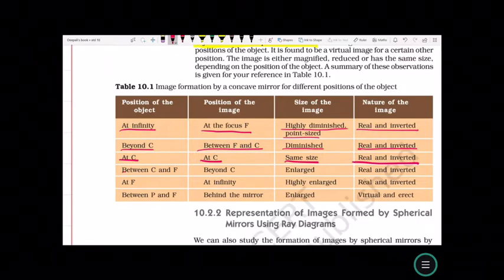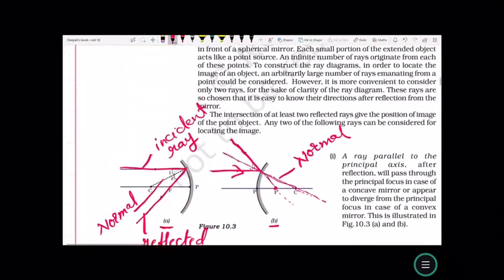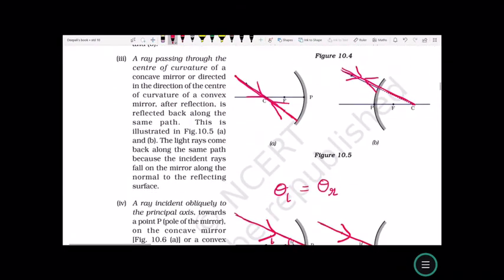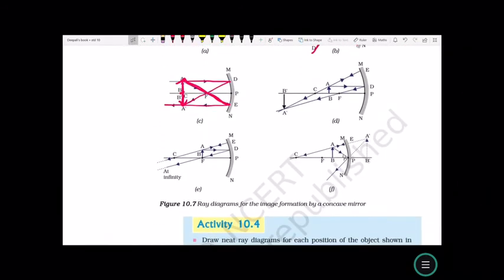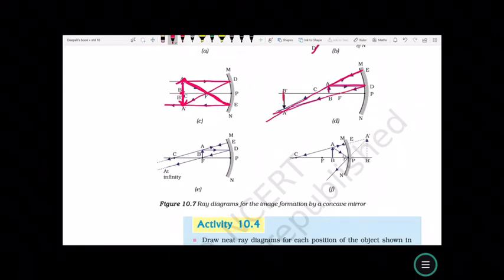Now, the object between C and F. Incident ray, reflected ray, incident ray, reflected ray through C. The image will be formed beyond C, inverted, real, and it will be a little bit larger than the object.